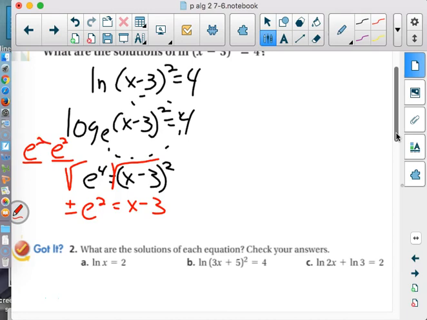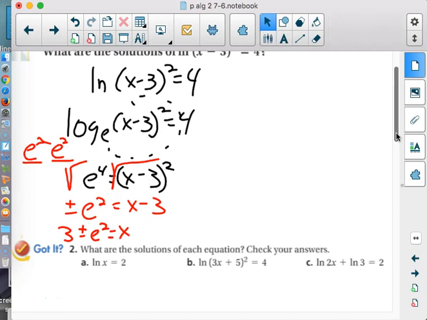Now we're almost done, because this is going to be a calculator problem. Well, what would we do to get x? Well, just add 3. That's it. And we want those 4 decimal places. So 3 plus e squared, 10.3891.